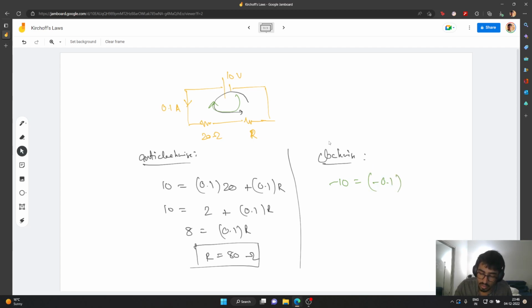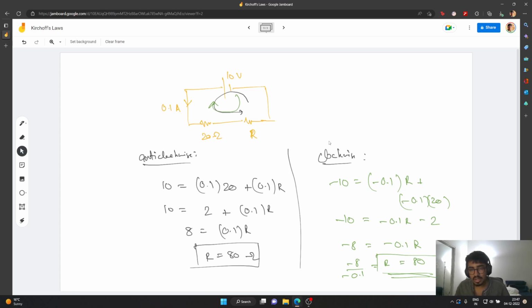And then that will be equal to minus 0.1 times R and minus 0.1 times 20, because the direction of current is opposite to the direction of the loop. I know this is all a little confusing right now, but you'll get through it with enough practice. Simplifying this, minus 10 minus 0.1 R and minus 2, get this over here, minus 8 minus 0.1 times R, and then minus 8 by minus 0.1 is R, and R you get as 80, which is the same thing as the previous one.